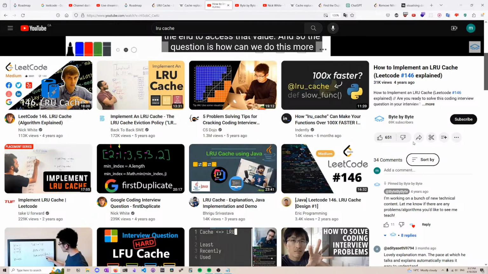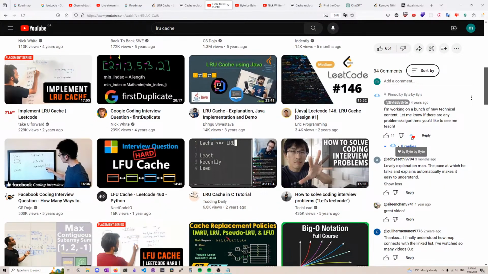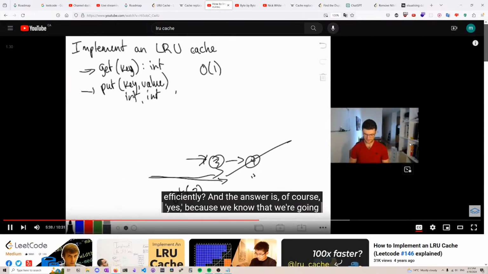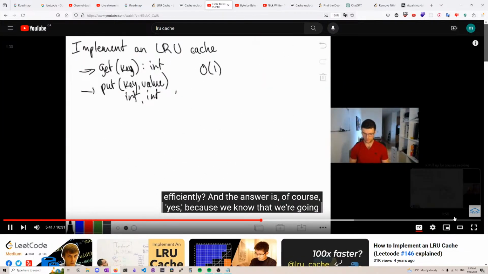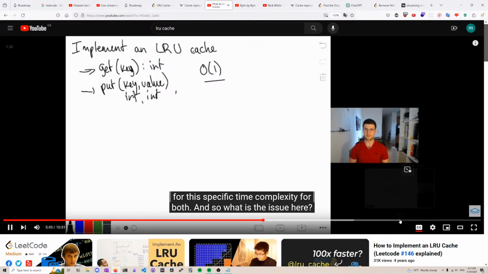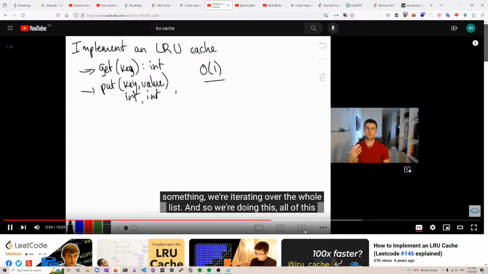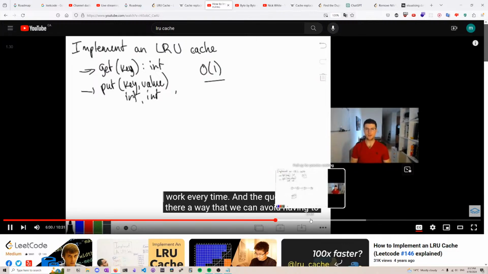And so the question is, how can we do this more efficiently? Can we do it with a linked list and also do it more efficiently? And the answer is, of course, yes, because we know that we're going for this specific time complexity for both. And so what is the issue here? If we look at our BUD optimization, the issue is really that every time we're doing something, we're iterating over the whole list. And so we're doing all of this work every time. And the question is, is there a way that we could avoid having to iterate over this list?